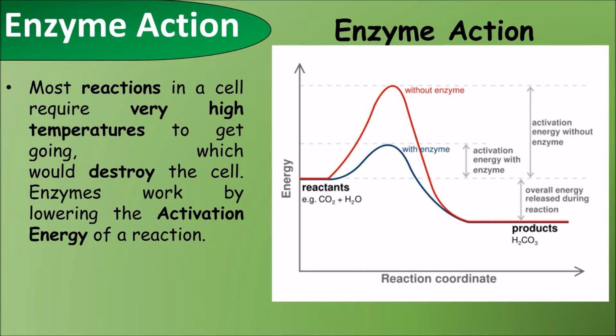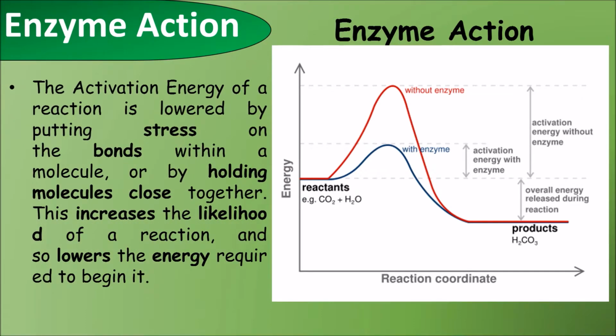This graph shows how enzyme action lowers the activation energy of a reaction. Without enzymes present, the activation energy within the body would often be too high for most reactions to happen very quickly, so products wouldn't form fast enough and the cells wouldn't function. Most reactions in a cell would require very high temperatures to get going, which would destroy the cell. Enzymes work by lowering the activation energy of a reaction.